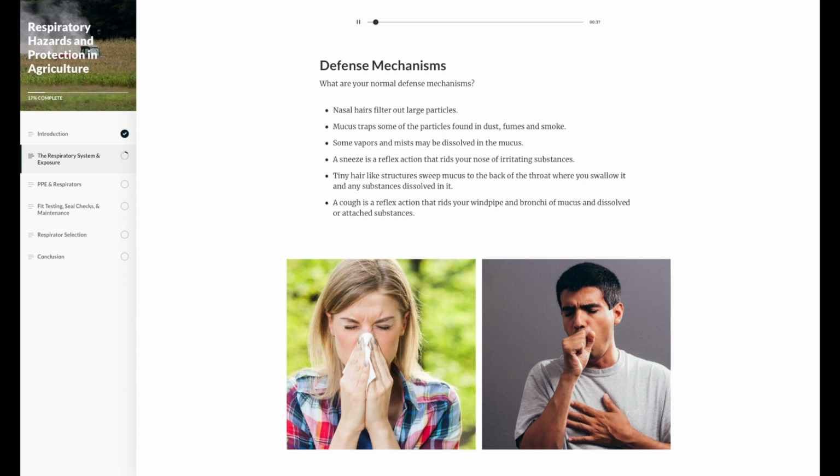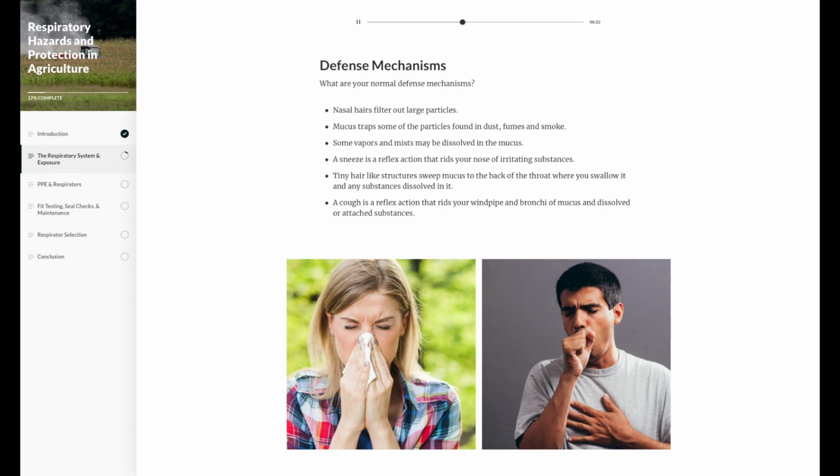What are your normal defense mechanisms? Nasal hairs filter out large particles. Mucus traps some of the particles found in dust, fumes, and smoke. Some vapors and mists may be dissolved in the mucus.